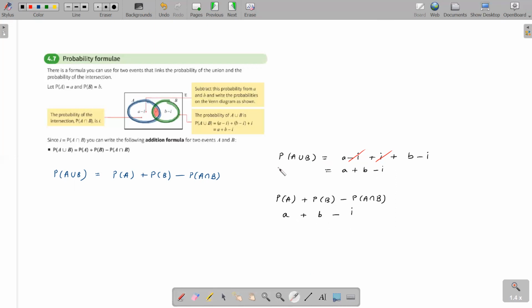That's why we say probability of A union B can also be found by adding the probability of set A, adding the probability of set B, and subtracting A intersection B. Okay, so write this down. This is one of the main equations, and we call this the addition formula. All right, guys, we call this the addition formula.